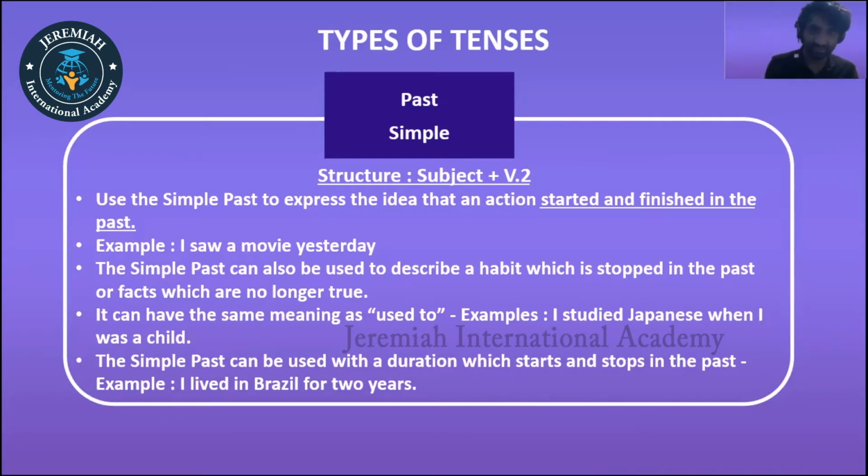simple past tense. What is its structure? That is subject plus V2. So what is V? Verb. Okay, what is a verb?